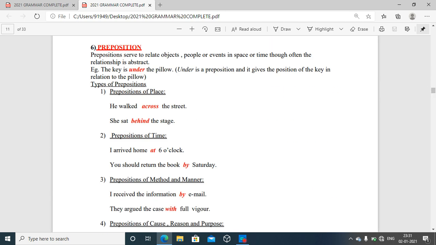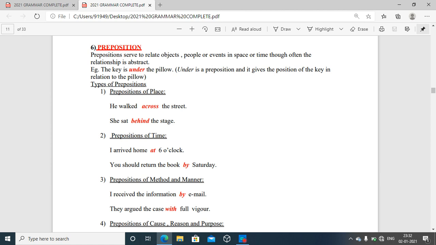Yes. So a preposition, by definition, if you read: prepositions serve to relate objects, people, or events in space or time, though often the relationship is abstract. That is the first major thing we'll have to note down. These words serve to relate. Their main function is to relate objects, people, or events in space or time.